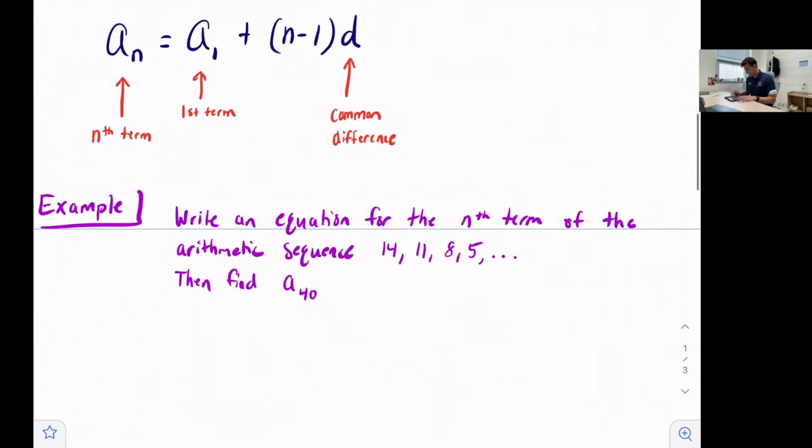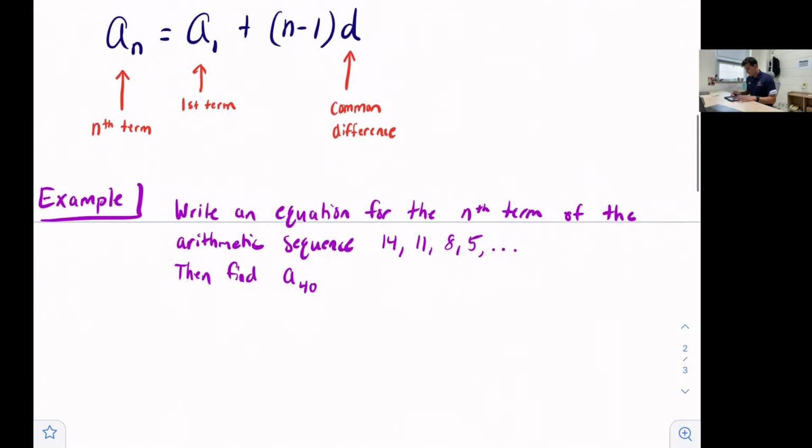Here's our example that we're going to do. We'll leave our equation up here at the top. It says, write an equation for the nth term of the arithmetic sequence 14, 11, 8, 5, and then we have an ellipsis there, those 3 dots, which just means and so on. And then it says, find A sub 40. So we need to find the 40th term in this sequence.